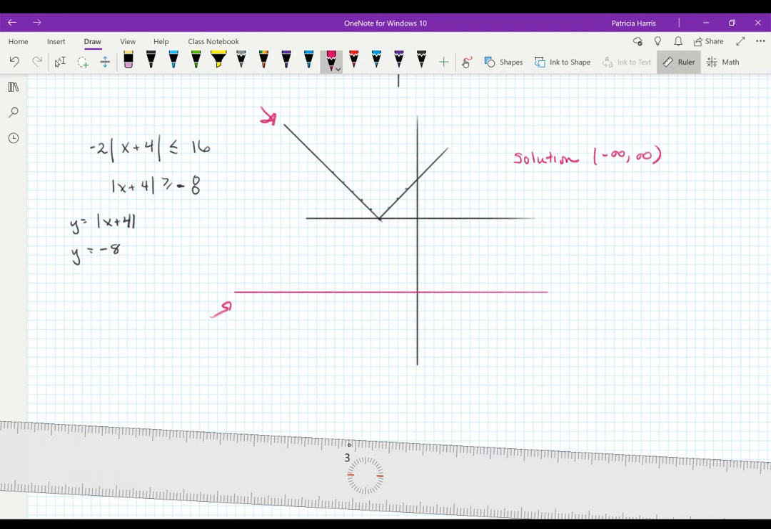So again, you do have more than one way to solve. Now, sometimes with the graph, it's easier to see what's going on than with the algebra. Okay, so pick which way works best for you.